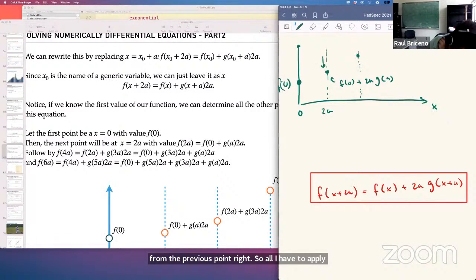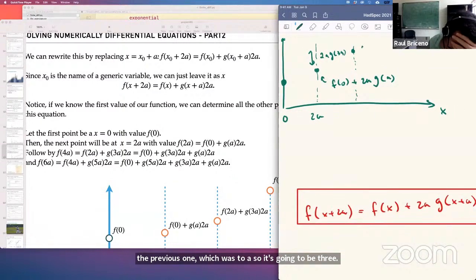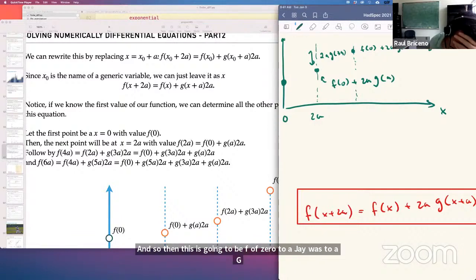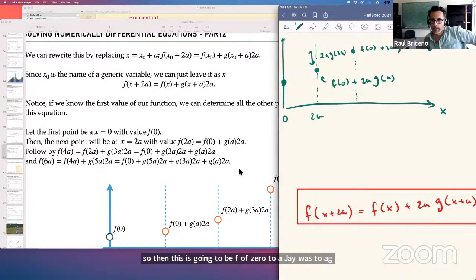here is, it's just going to be 2a g of a plus the previous one, which was 2a, so it's going to be 3. And so then this is going to be f of 0 plus 2a g of a plus 2a g of 3a, etc., etc. Okay.